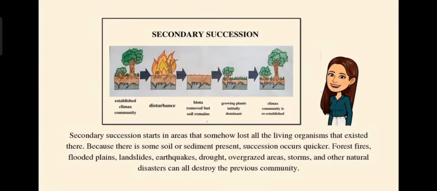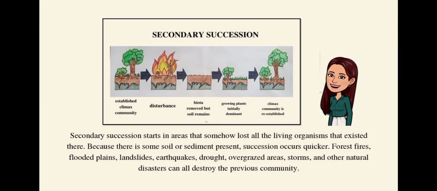community. Next is the secondary succession, which starts in areas that somehow lost all the living organisms that existed there. Since some soil or sediment is present, succession is faster. Forest fires, flooding plains, landslides, earthquakes, drought, overgrazed areas, storms, and other natural disasters can all destroy the previous community. Following such destruction, the ecological succession process will begin again under the environmental conditions. A grassland takes 50 to 100 years to mature, while the forest takes 100 to 200 years to mature.